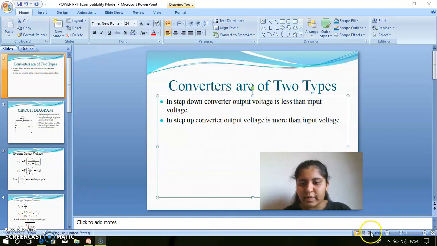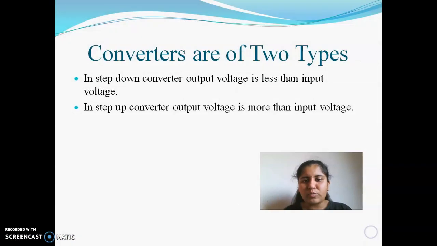Today I am going to explain the step-down converter. There are two types of converters: the step-down converter and the step-up converter. In a step-down converter, the output voltage is less than the input voltage, and in a step-up converter, the output voltage is more than the input voltage.